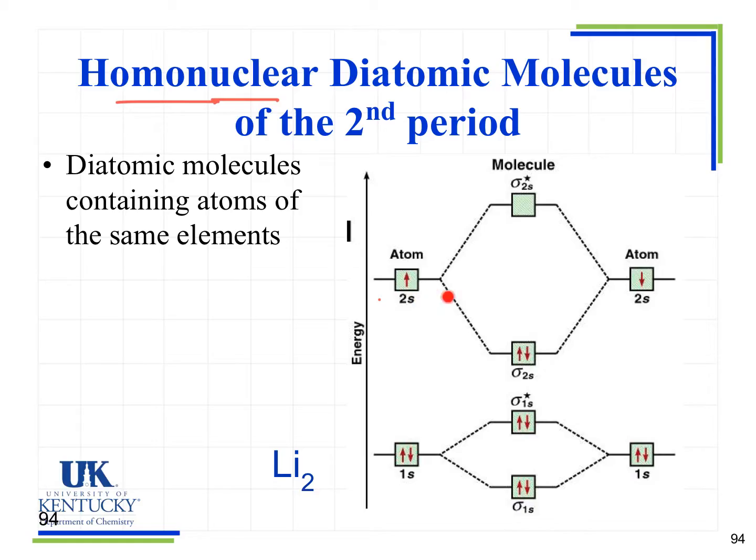So if I look at just the 2s, I get my sigma 2s and my sigma star 2s, and I get 2 electrons in my bonding orbitals versus 0 in antibonding, so I get a bond order of 1. Notice that if I looked at the bond order using all of the electrons, I'd have 4 electrons in bonding orbitals and 2 electrons in antibonding, so 4 minus 2 is 2, divided by 2 is 1. So I still get the same bond order regardless of whether I look at just the valence electrons or the entire molecule.